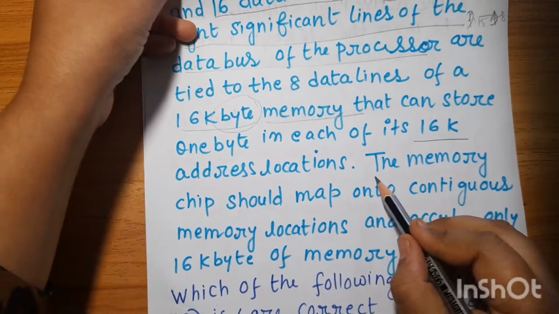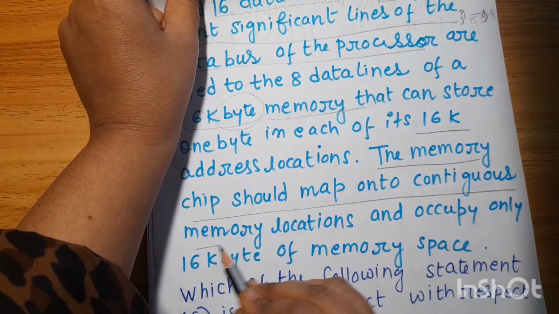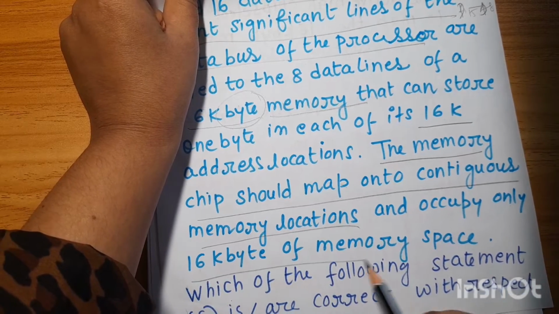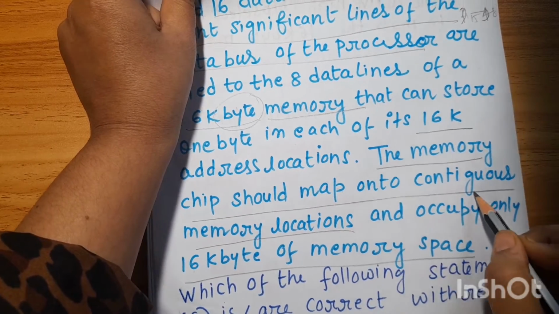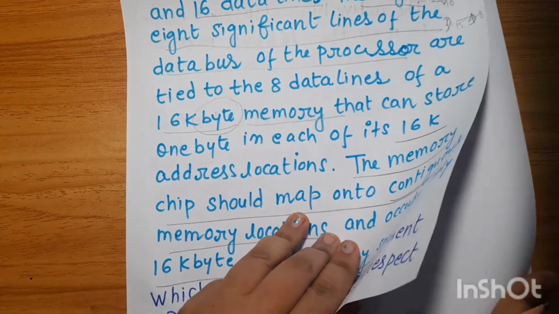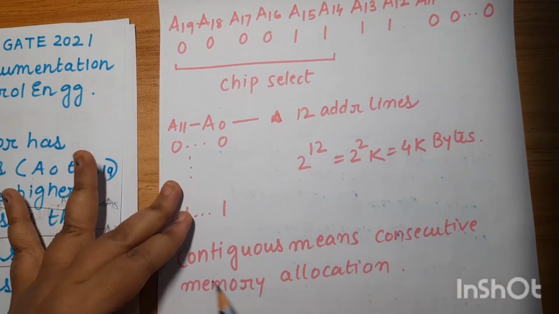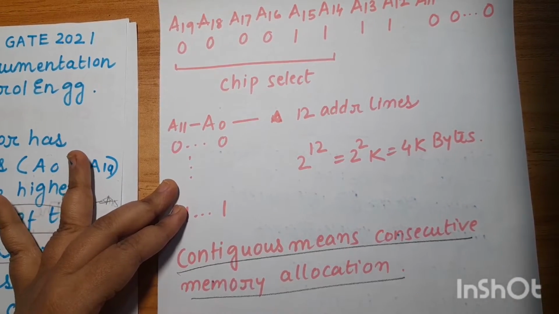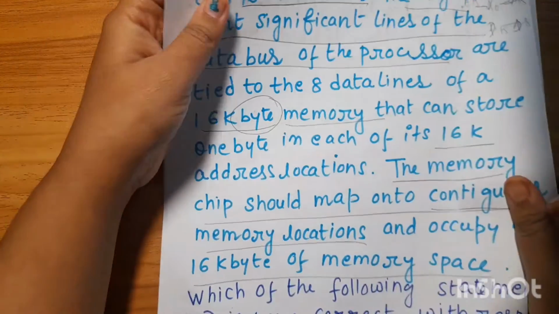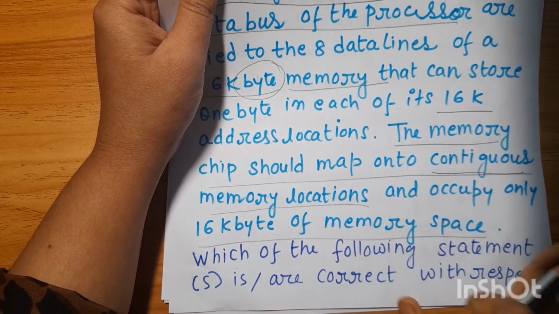The memory chip should map onto contiguous memory location and occupy only 16 kilobyte of memory space. Contiguous means continuous memory location. I have explained about this contiguous. Contiguous means consecutive memory allocation.